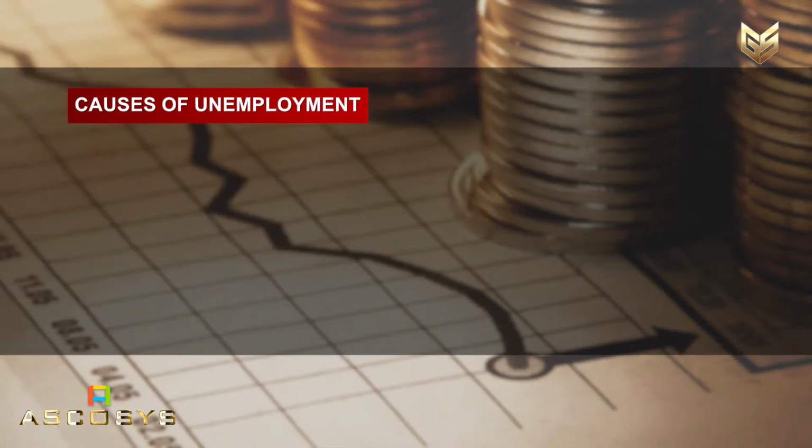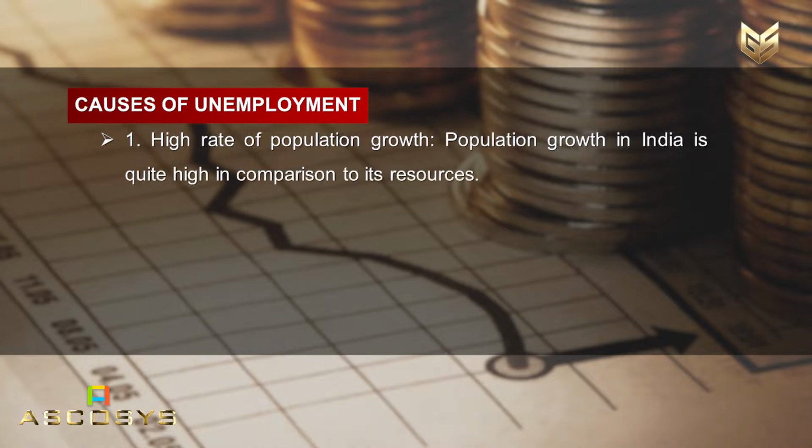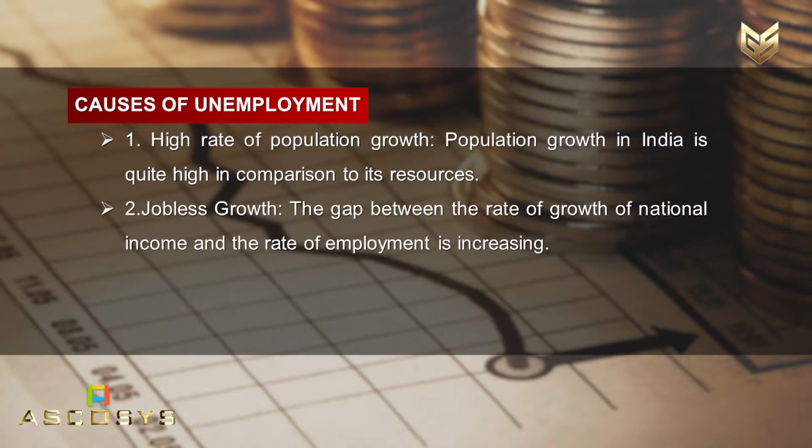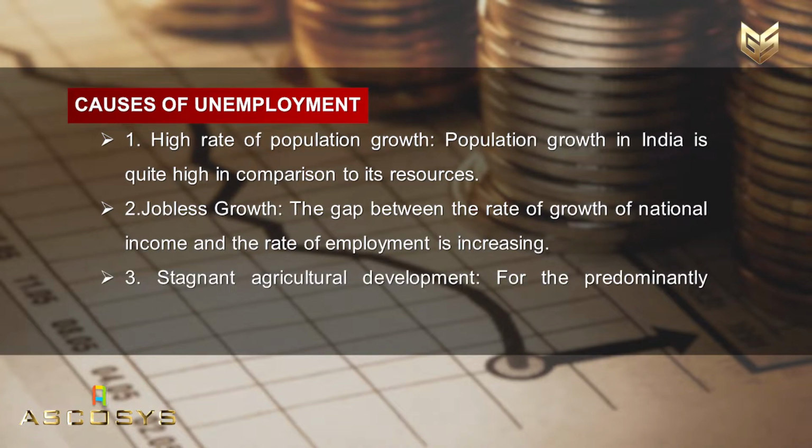First, as a cause of unemployment, we take high rate of population growth. Population growth in India is quite high in comparison to its resources, and as a result there won't be proper allocation of resources, which leads to unemployment. Second cause of unemployment is jobless growth. The gap between the rate of growth of national income and the rate of employment is increasing, which leads to unemployment. Third, stagnant agricultural development.